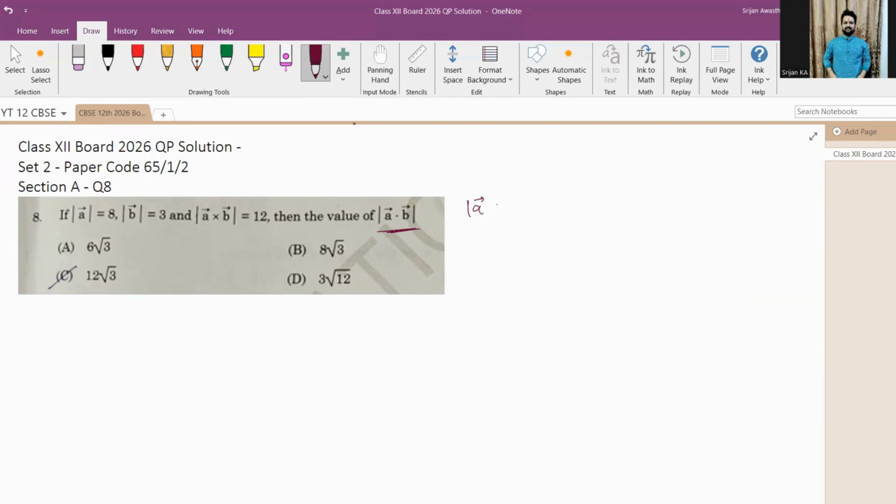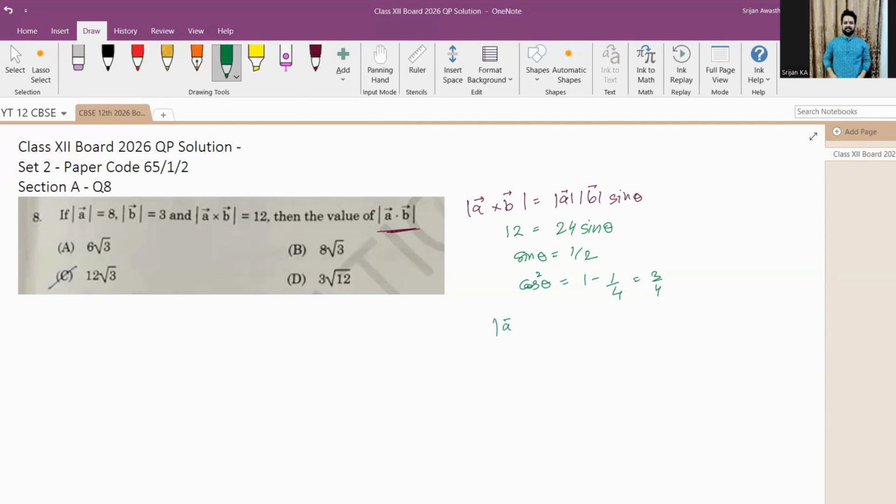So it's A cross B, which is this. If that's the case, you have everything that you want. So 24 sine theta. Sine theta becomes 1 by 2. Cos square theta becomes 1 minus sine square theta, which is 1 by 4, which is 3 by 4. What you want is A dot B.